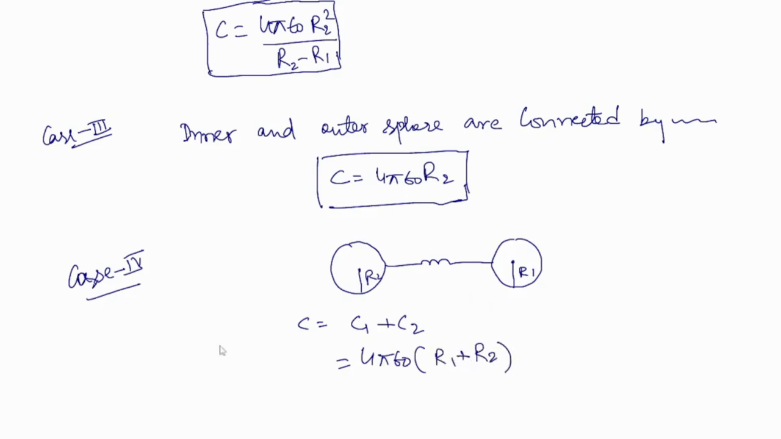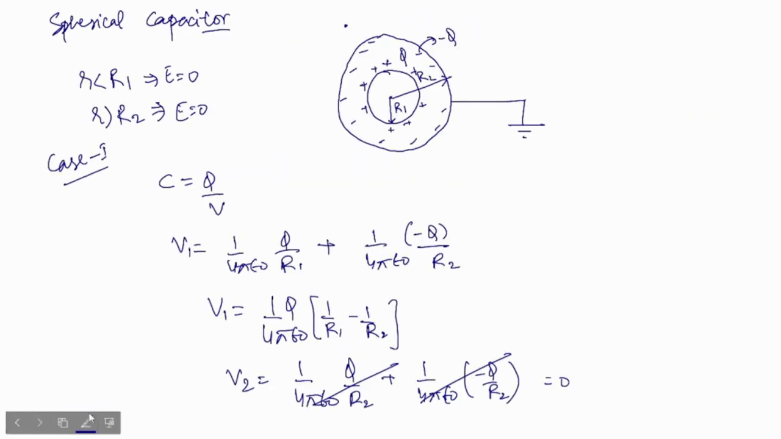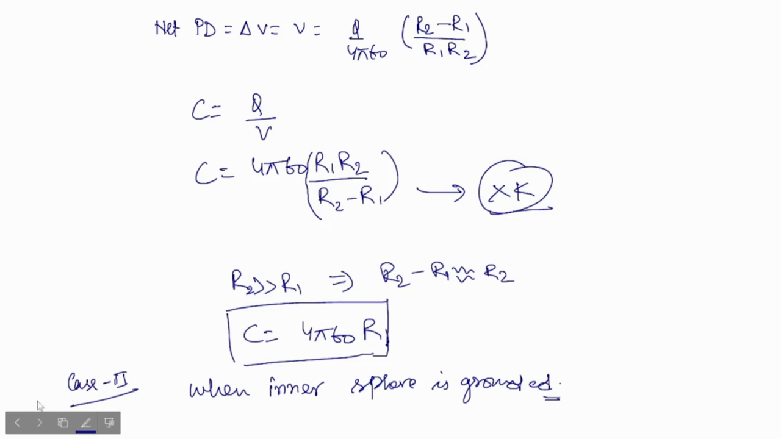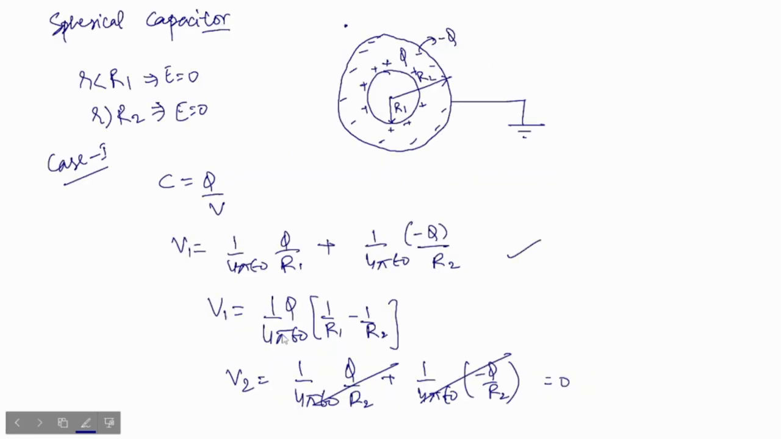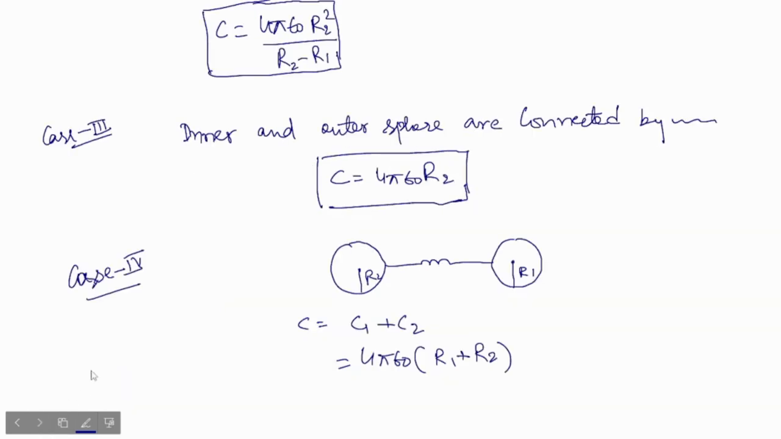So these were the basic cases of a spherical capacitor. When the outer sphere is grounded and when the inner one is grounded, you can do it by this logic. You can also find it when both are connected by means of a conducting wire.